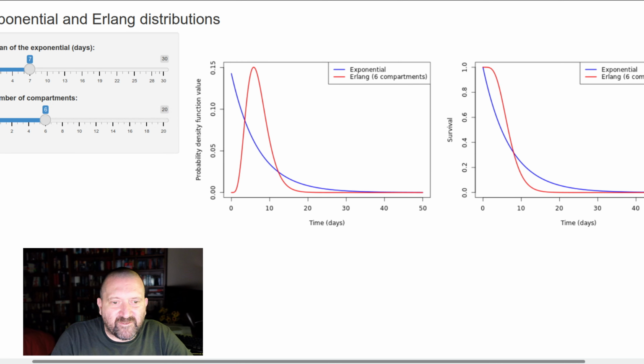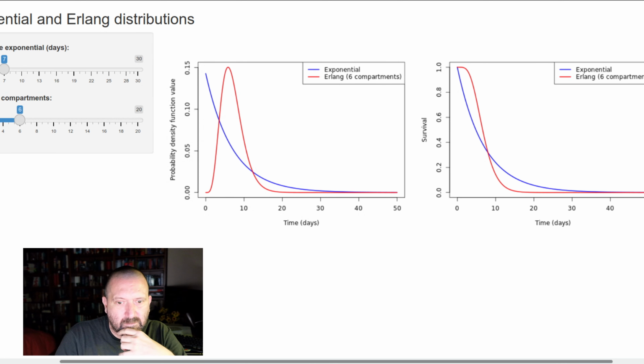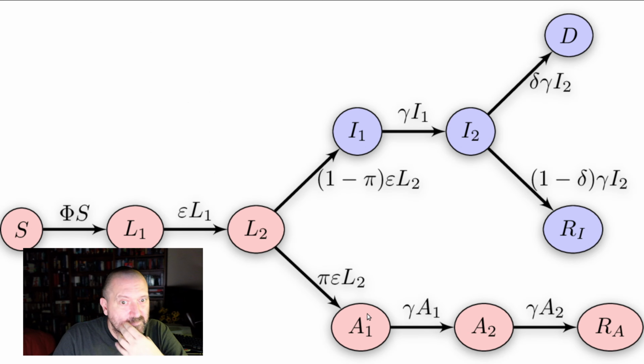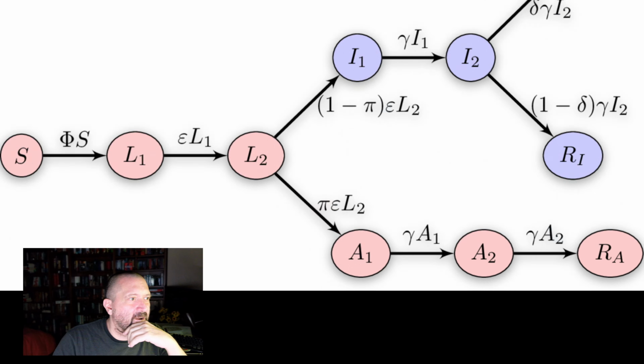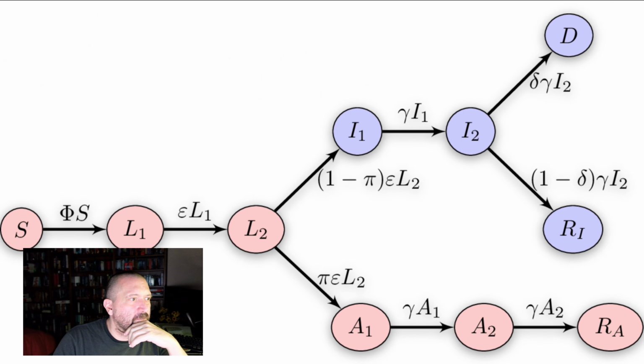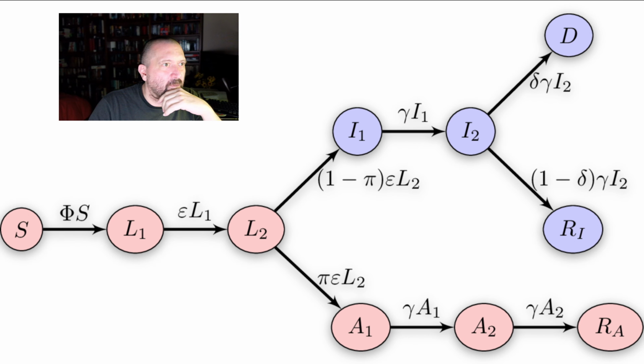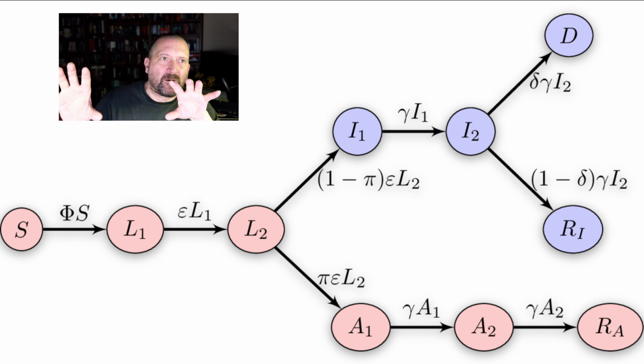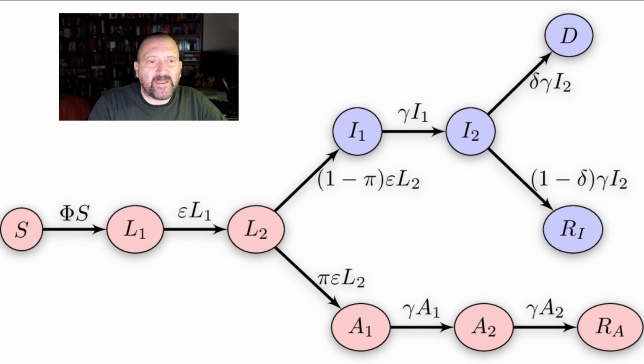So how would you use it? Let me show you with this example of the model I was talking about before. The idea is that if I add compartments, I get this effect. I'm thinking in terms of the time of sojourn in groups of compartments. So this is an SLIAR model.